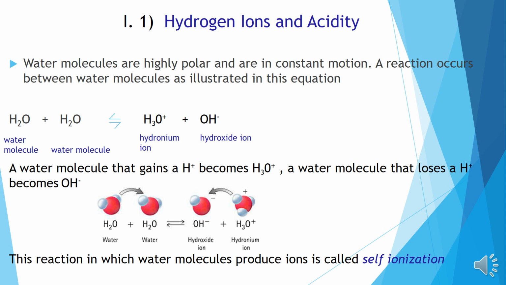How do they produce these two ions? A water molecule that gains a proton becomes H3O+, which is the hydronium ion. A water molecule that loses a proton becomes OH-. So this reaction in which water molecules produce ions is called self-ionization.